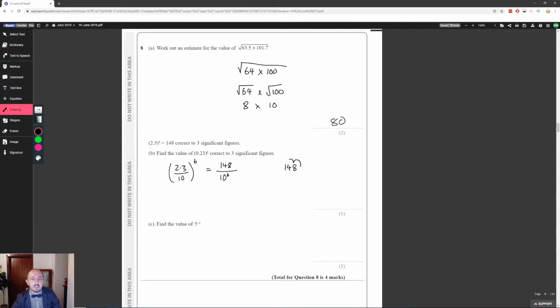So let's move the decimal point 3, 4, 5, 6. 3 zeros under there, and we get 0.000148. 5 to the power of negative 2 is the same as 1 over 5 to the positive 2, so the minus sign does a 1 over, so that gives you 1 over 25.